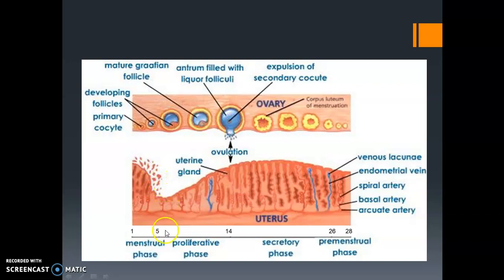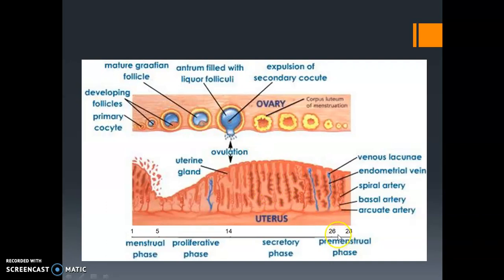After that, from day 6 to day 14, that is the proliferative phase, during this phase a new functionalis layer is formed, and simultaneously in the ovary, the ovarian follicles are also getting formed, and the mature Graafian follicle is formed. On day 14, ovulation occurs in the ovary, and after that, in the uterine wall, there is the secretory phase. Further thickening of the endometrial wall occurs, and formation of blood capillaries and accumulation of glycogen occurs in the endometrial wall.